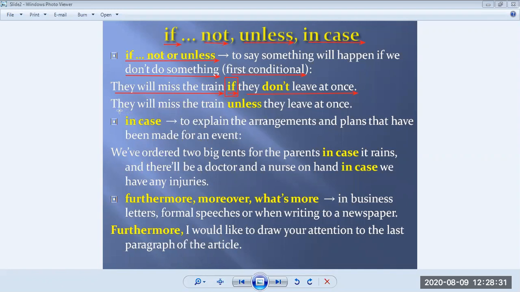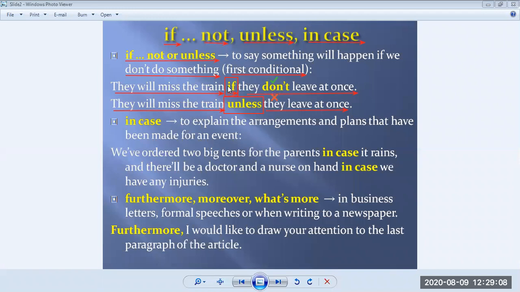Next one, they will miss the train. Another one, they leave at once. Where is our linking word? The linking word is unless. So what's the difference between those two sentence examples? We can use if and we can use unless. There is only one difference, if you can realize that, which is over here: don't. Do you see that?